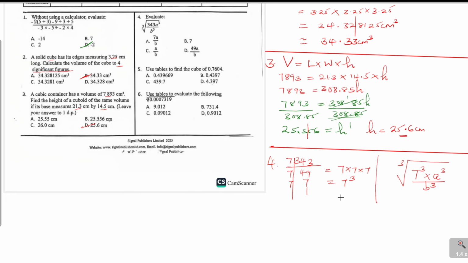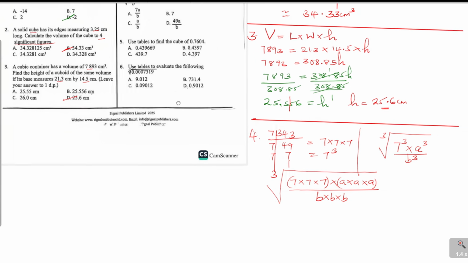Now for us to get the cube root, this is what you're going to do. We write 7 cubed as 7 multiplied by 7 multiplied by 7, then a cubed is a times a times a, and everything is divided by b cubed, which is the same as b times b times b. You're getting the cube root.